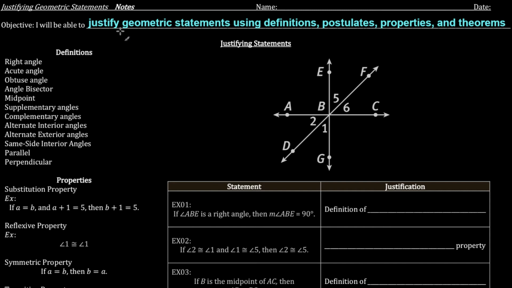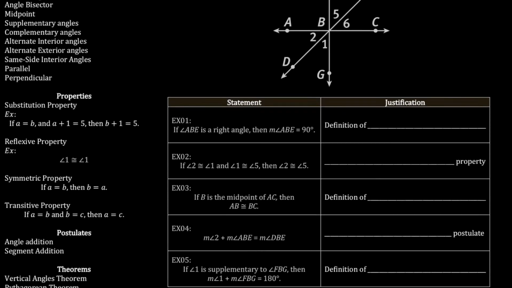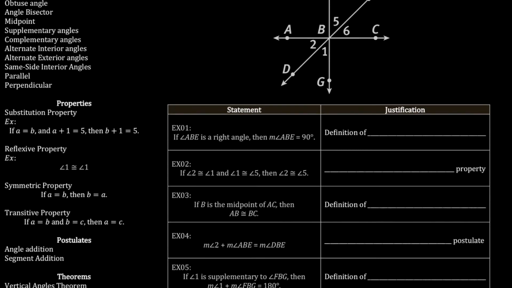So in this lesson, we will justify geometric statements using definitions, postulates, properties, and theorems. There's no particular reason I circled those or underlined these. Just know that we're justifying statements. We're going to use these definitions here, these properties here, and there are some postulates and theorems that we learned about already.